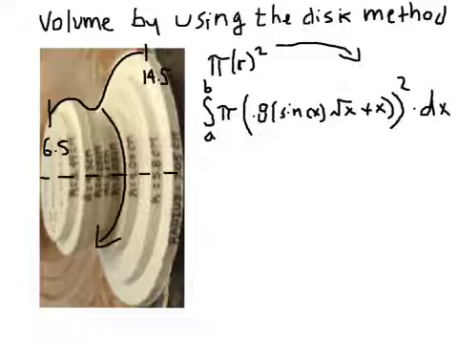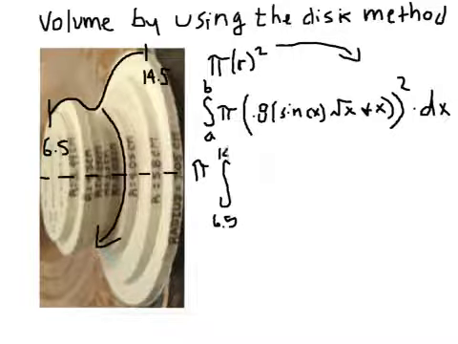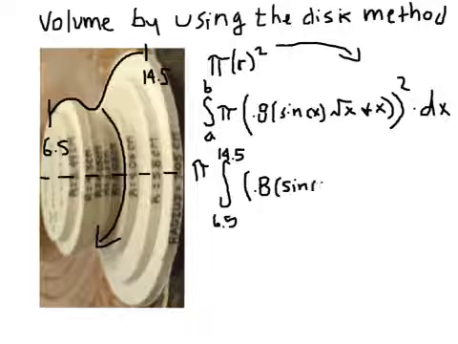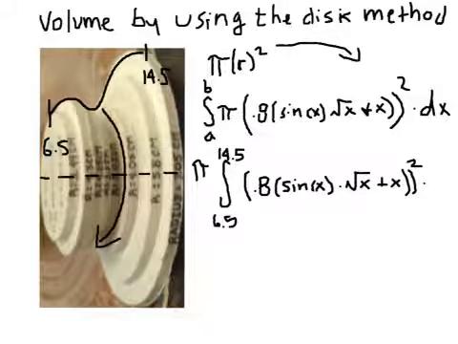times dx. So if we simplify this, this is going to be pi times the integral from 6.5 to 14.5, those are our limits, of our function, 0.8 times the sine of x times root x plus x, squared, times dx.